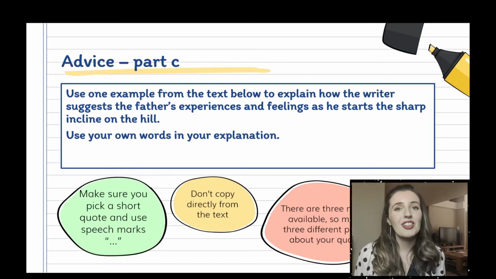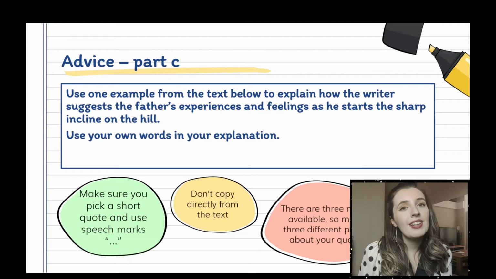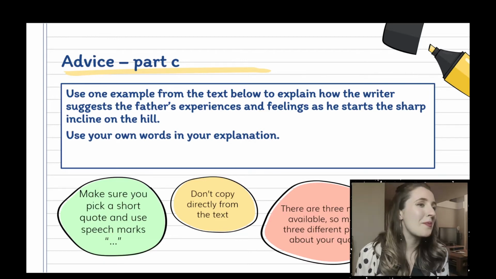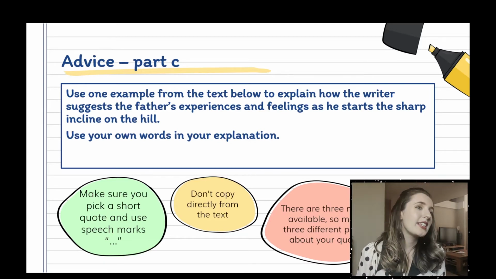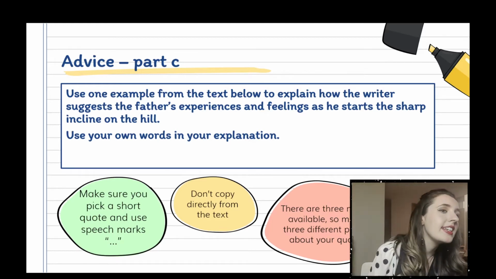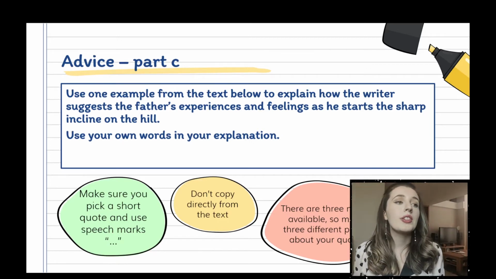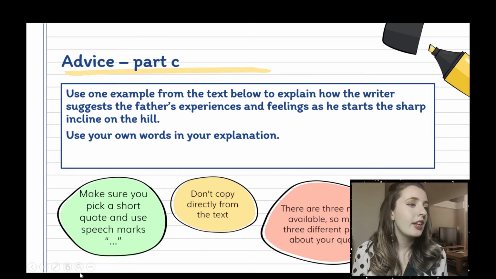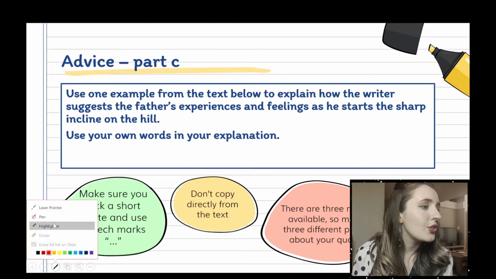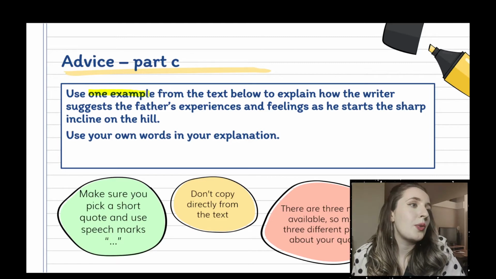If you have a look at the question then, it says, use one example, repeat, one example from the text below to explain how the writer suggests the father's experiences and feelings as he starts the sharp incline on the hill. Use your own words in your explanation. Let me just draw your attention to a couple of things here. So firstly, use one example.